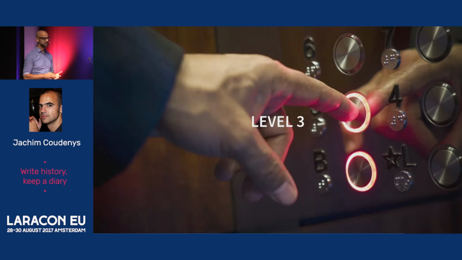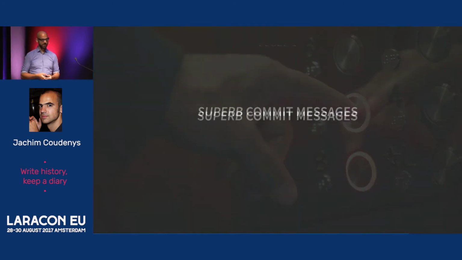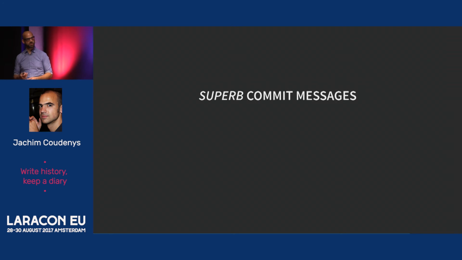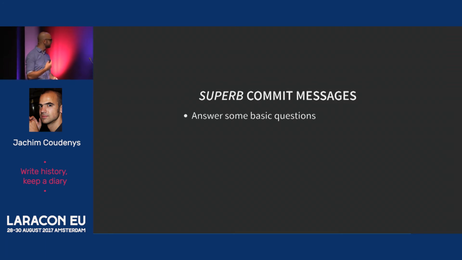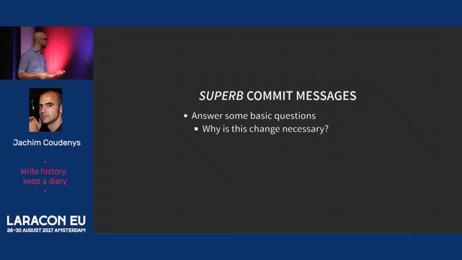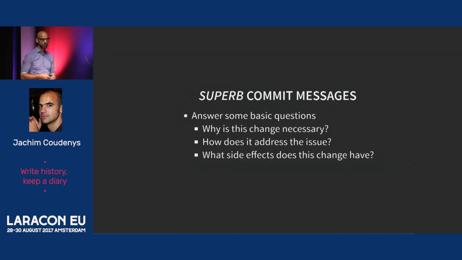Okay, which brings us to level 3. Here we will write superb commit messages, and if you start to write a commit message, you just have to answer some basic questions like, why was this change necessary? How does it address the issue? What side effects may it have? So if people see strange things, they can read about it in the Git subject.